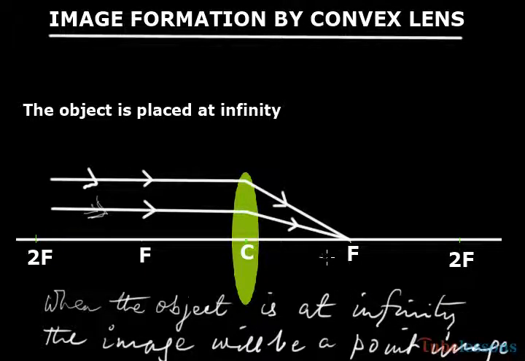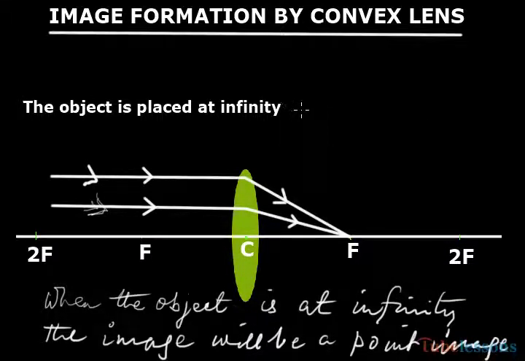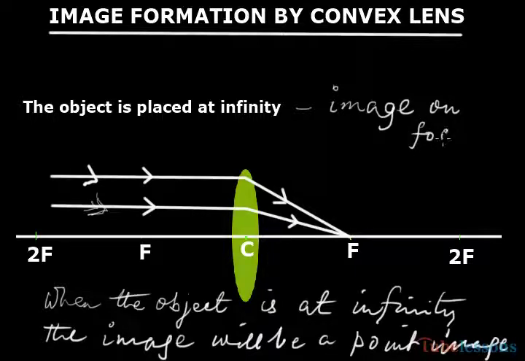So in a nutshell, we can say if the object is placed at infinity, the image is on focus. It is a point image. So this image is real image as the rays of light has converged at a point.